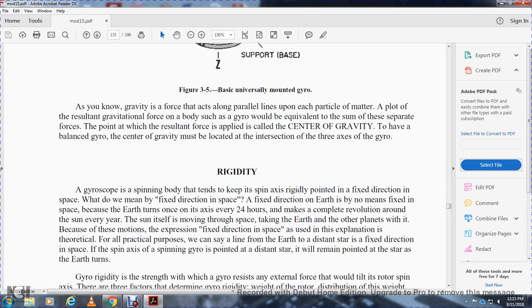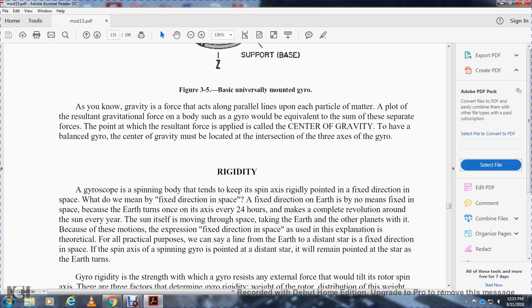Rigidity. A spinning gyroscope has the tendency to keep its spin axis rigidly pointed in a fixed direction in space. What do you mean by a fixed direction in space? A fixed direction on the earth is by no means fixed in space. In space, the earth turns once on its axis every 24 hours. It makes a complete revolution around the sun every year. The sun itself is moving through space, taking the earth and the other planets along with it, so what has become of the notion of a fixed direction in space?